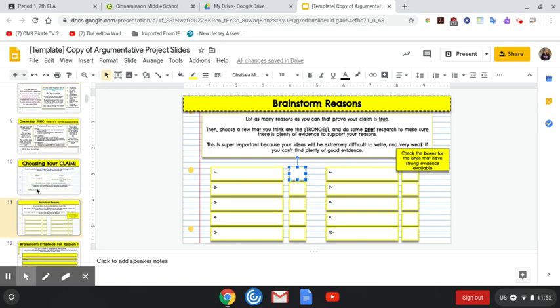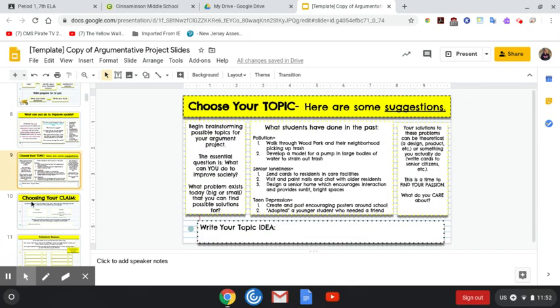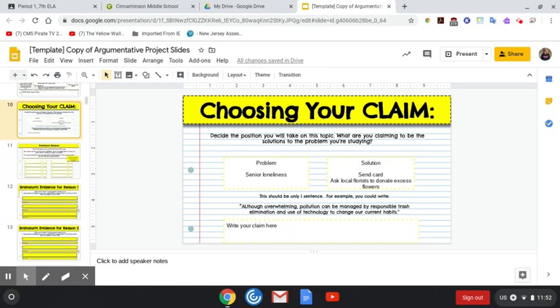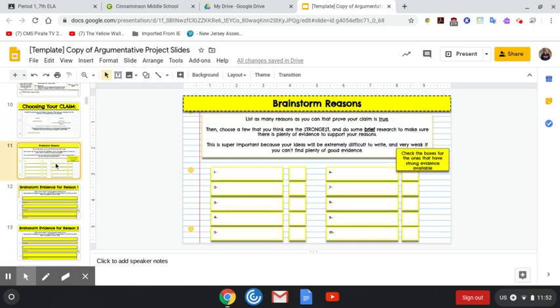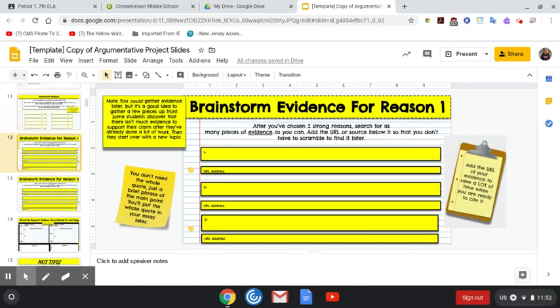So before I go on and do anything else, I just want to clarify, if you did not do slides 8 or 9 or 10, and 11, my bad, if you did not do up to 11 correctly, you are going to want to go back and do those before you move any further. So our lesson for today is brainstorm evidence for reason number 1.